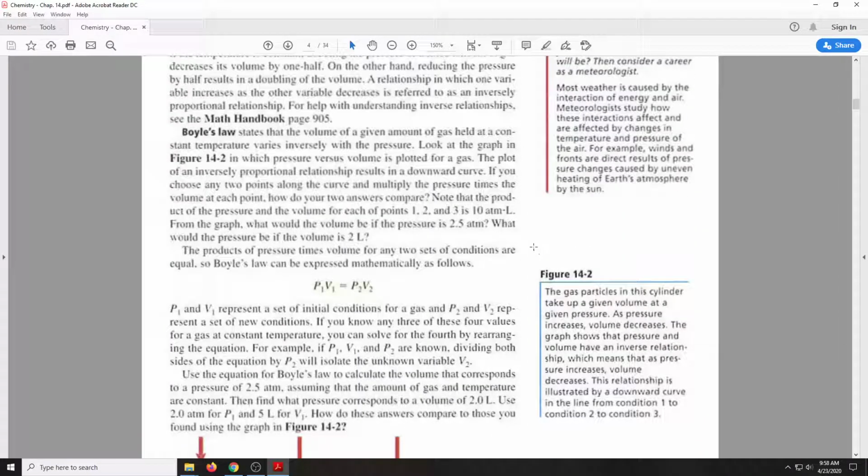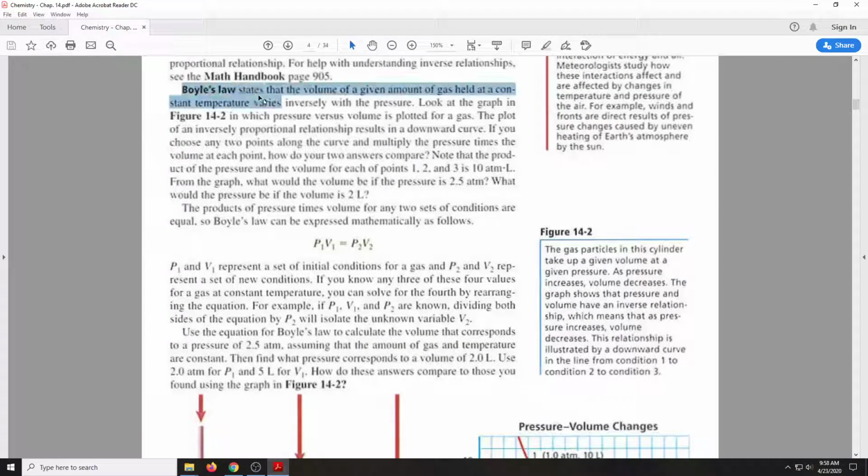So eventually he put this all together in something called Boyle's law. It states that the volume of a given amount of gas held at a constant temperature varies inversely with the pressure. And this is what this looks like in terms of math right here. I can't actually highlight it. That's what it looks like in terms of math. The product of pressure times volume for any two sets of conditions is always equal. So Boyle's law can be expressed by P1 V1 equals P2 V2.